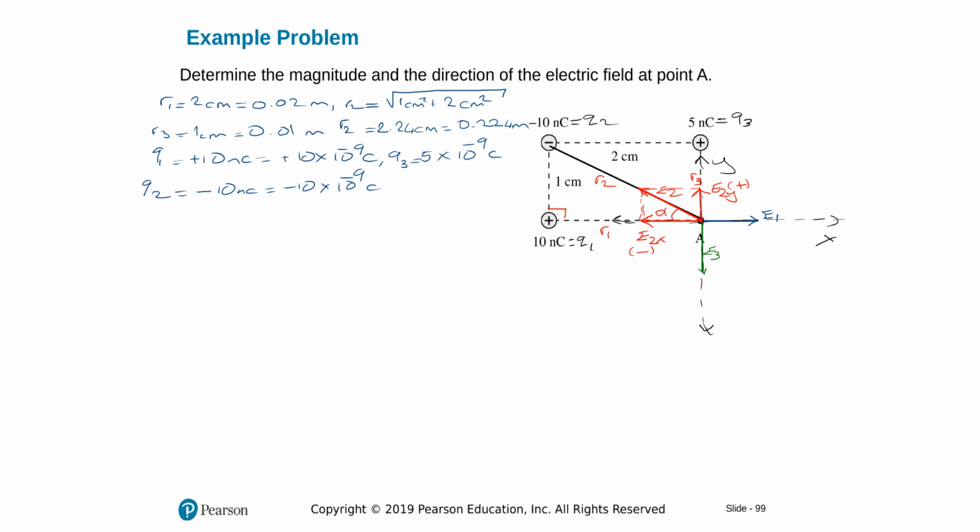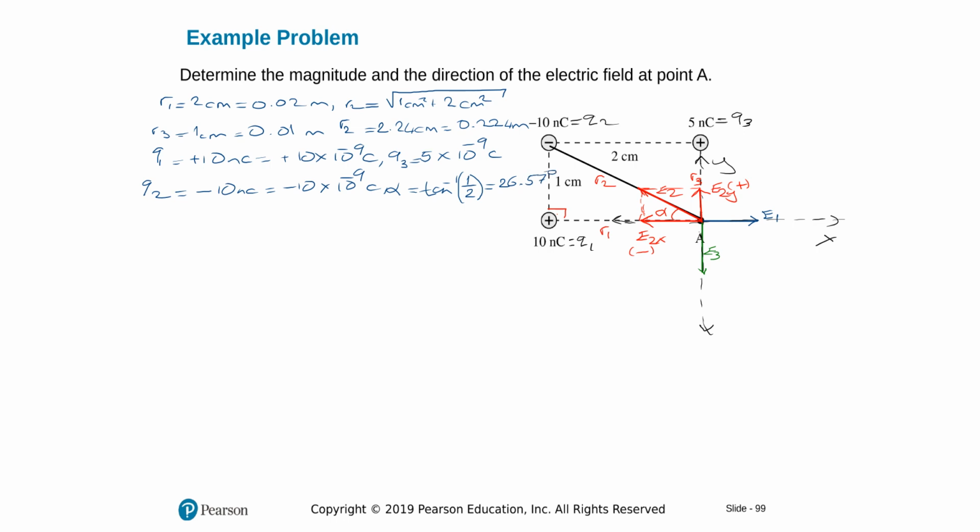Alpha value we can find using tangent. Tangent alpha would be opposite over adjacent, so 1 over 2. We can use that information to get alpha. Alpha will be tangent inverse of 1 over 2. And once we do that, we'll find alpha as 26.57 degrees.